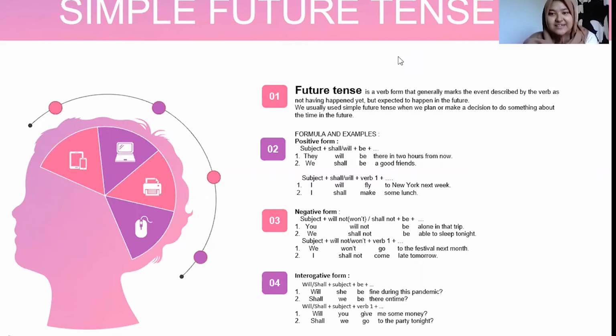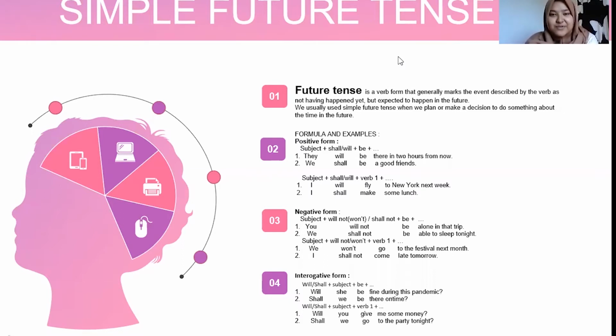Future tense is a verb form that generally marks the event described by the verb as not having happened yet, but expected to happen in the future. We usually use simple future tense when we plan or make a decision to do something at a time in the future. So that is the definition.